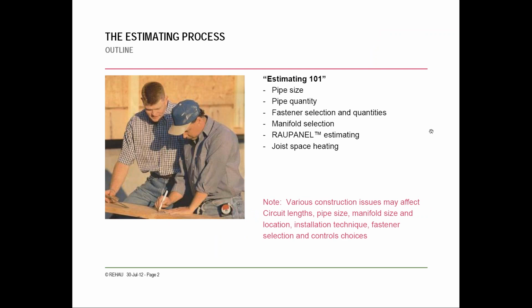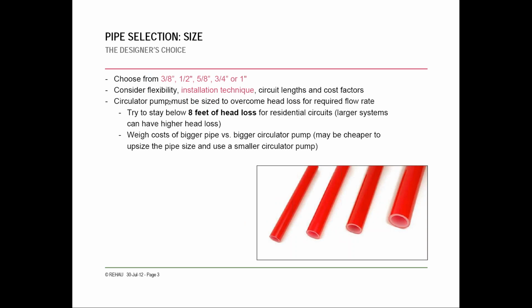But when you're estimating, you want to account for the pipe size and quantity, the fasteners and the type of installation you're using, the manifolds, and then if you're using an installation technique like a dry technique, such as Rowel panel or joist space heating, those will obviously come into play as well. Different types of pipe diameter, obviously based on cost factors, but mostly installation technique and the load required. So in a residential system for a basement, we can have a much smaller tube than a large snowmelt system outside.